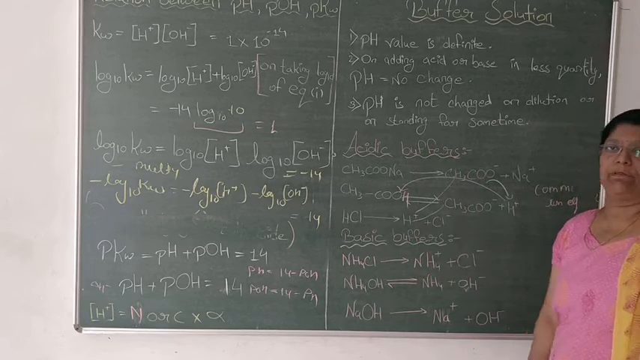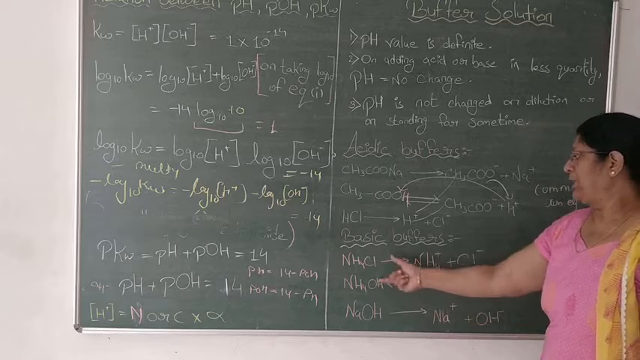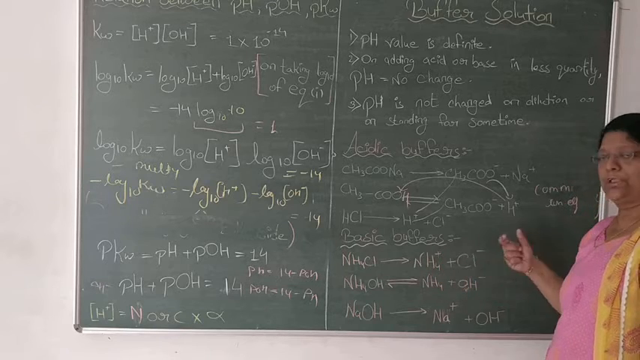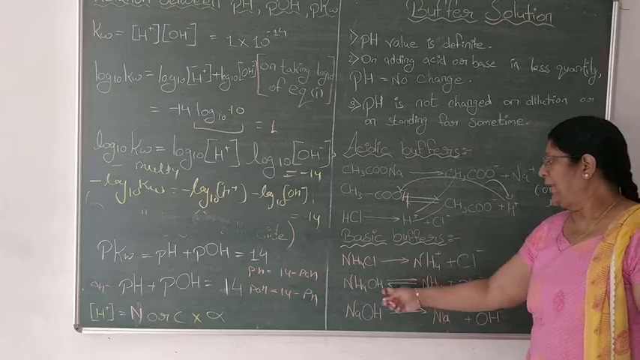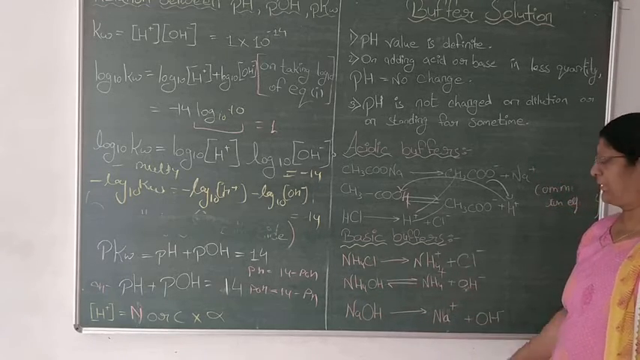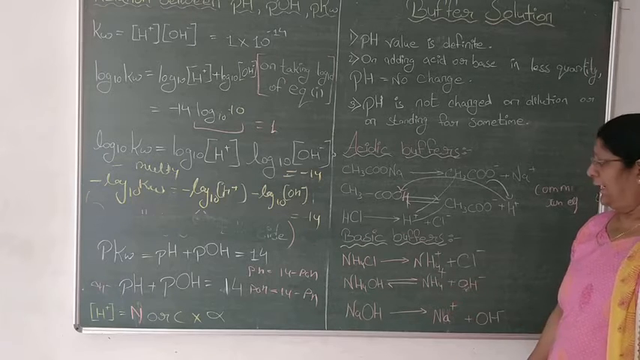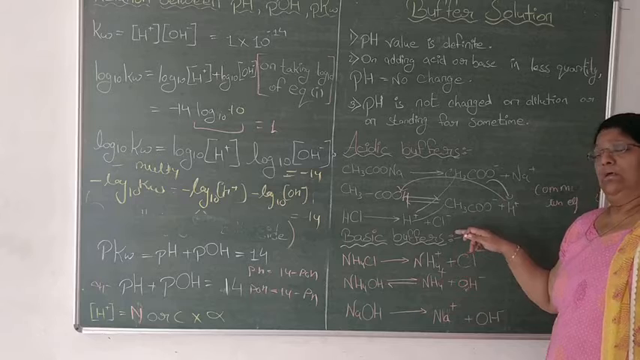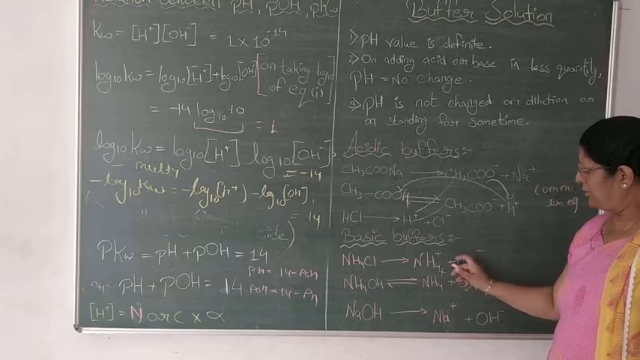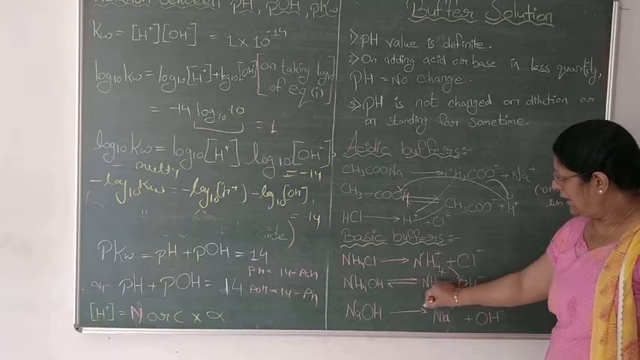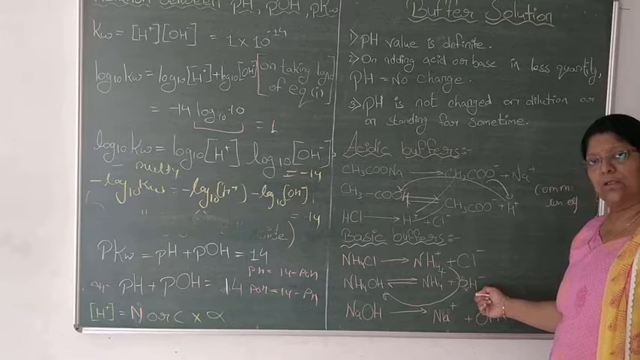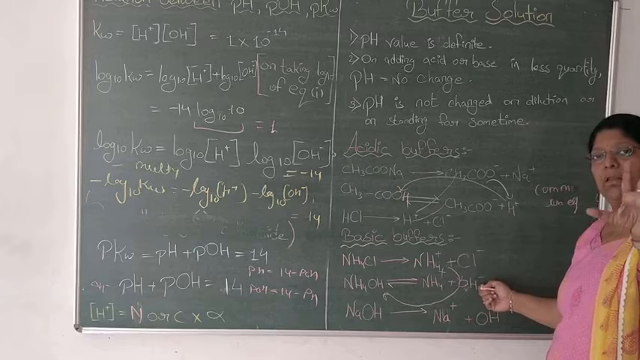In the same way, we go for the basic buffer. NH4Cl is a salt of a weak base, and NH4 positive and Cl negative ions are formed. NH4OH is a weak base. Its dissociation is reversible, forming NH4 positive and OH negative. As I told you, because of the common ion effect, there are two common ions. The ammonium ion will attack the OH ion and convert it into NH4OH again. So no OH ion is increased in the solution. That's why the pH remains stable.